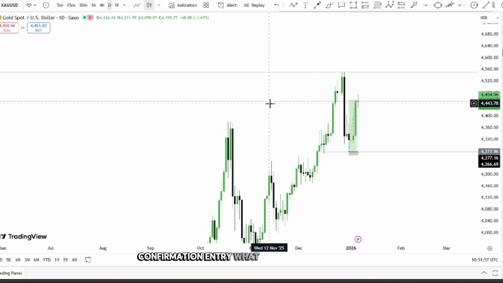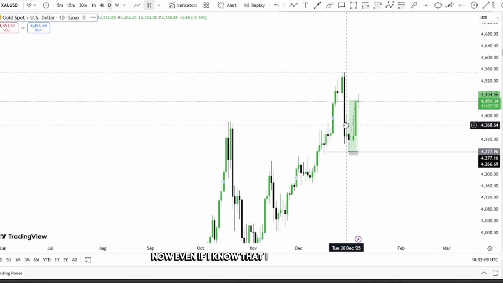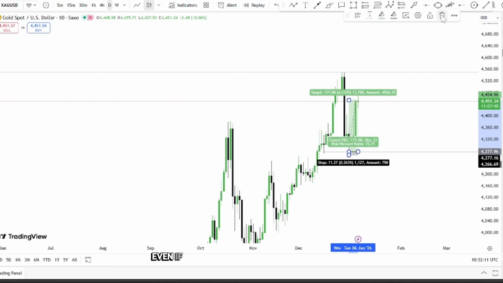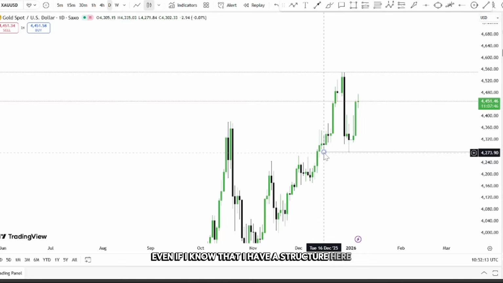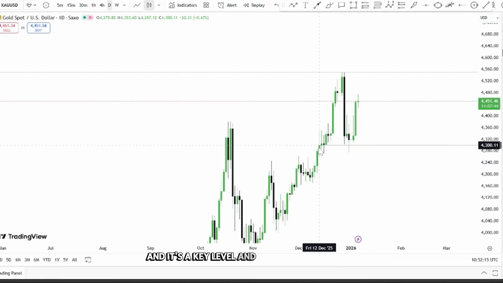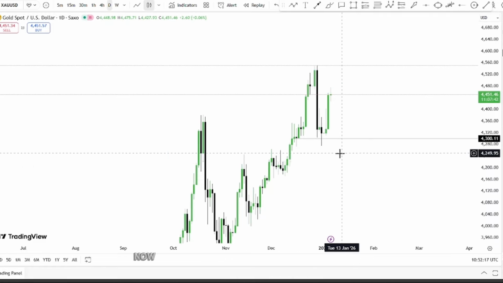Confirmation entry. What is confirmation entry? It's about waiting for price to prove your idea right before entering. Now, even if I know that I have a structure here, and it's a key level, and we are in an uptrend. Now, this is my structure.